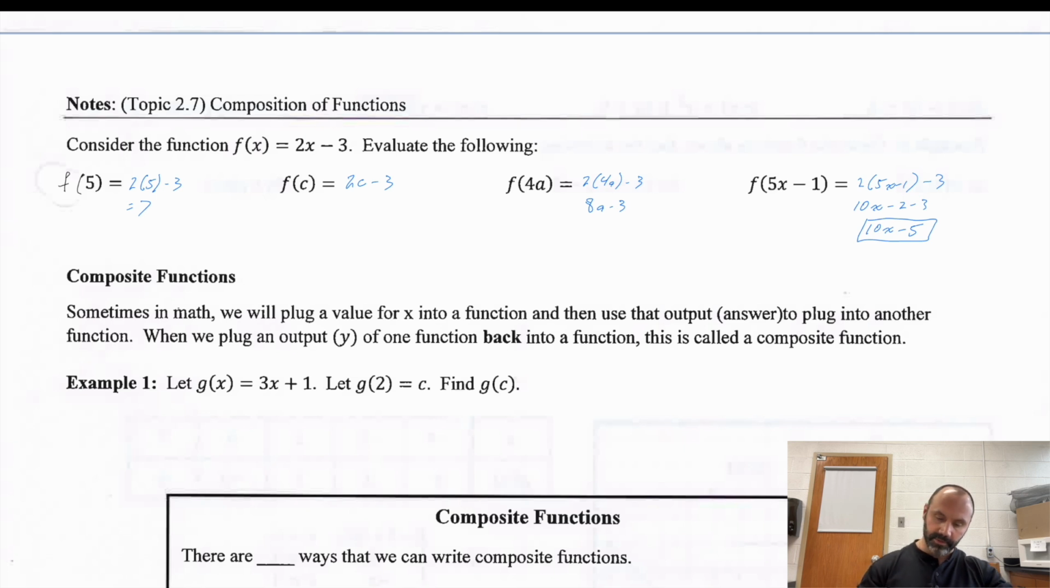So g of 2 equals 3 times 2 plus 1. This gives us 7, and that's equal to c. Then if we put c into this now, 7 is c, so we're going to find g of 7. That is going to be 3 times 7 plus 1, so that'll be 22.